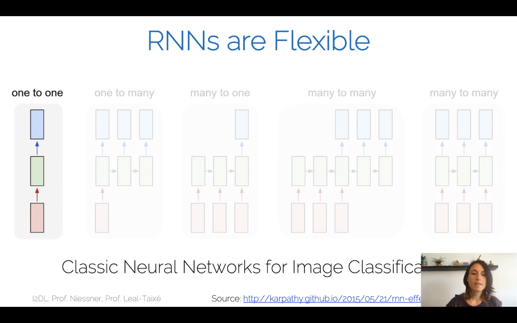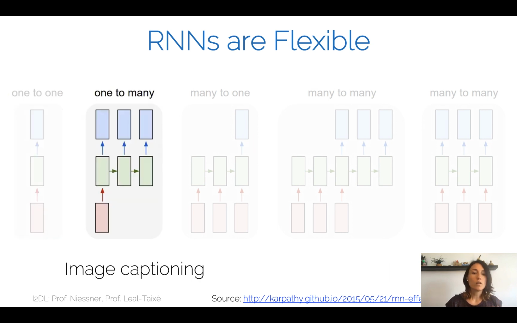This is the classic structure that we have been seeing so far with neural networks, for example, with CNNs for image classification. But with RNNs, we can do other types of mappings. We can go from one input to many outputs. For example, this is the case of image captioning. In image captioning, we want to input an image and we want as output a sentence that explains what is happening in that image. For this, we need this one-to-many mapping, and therefore we're going to use recurrent neural networks for that.